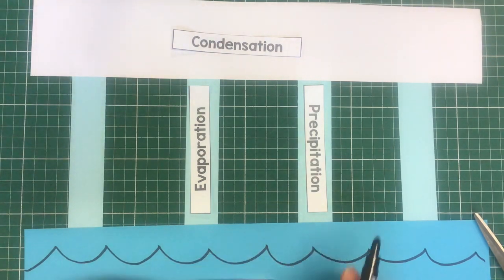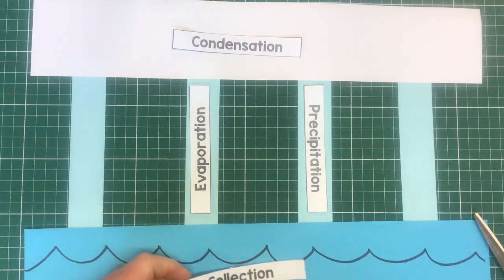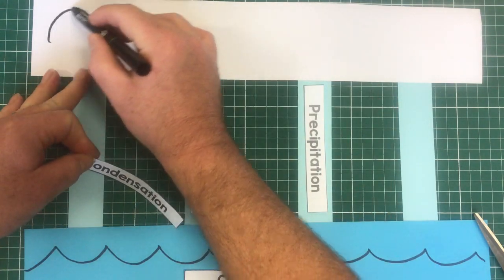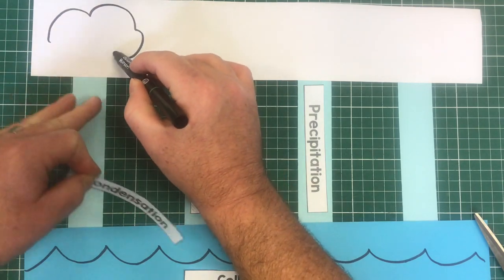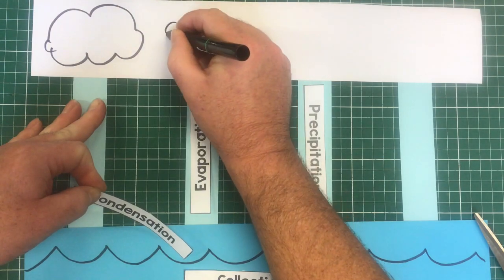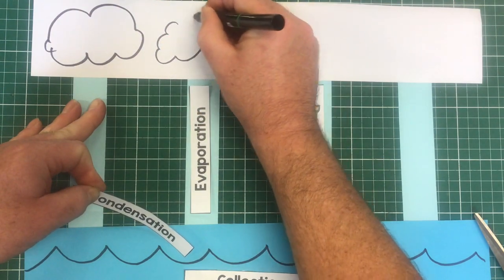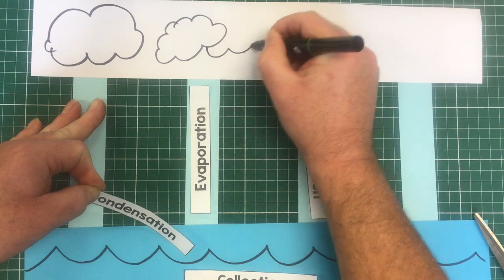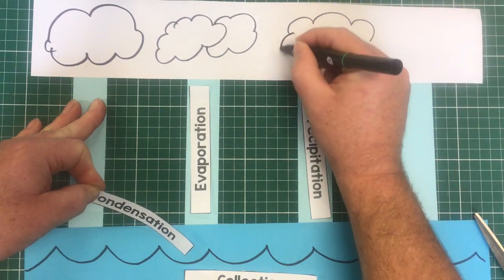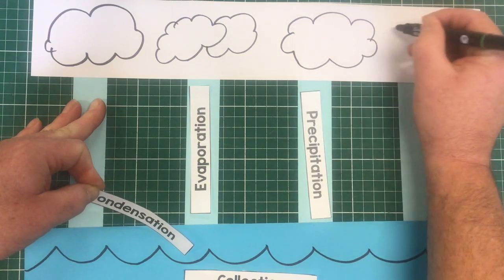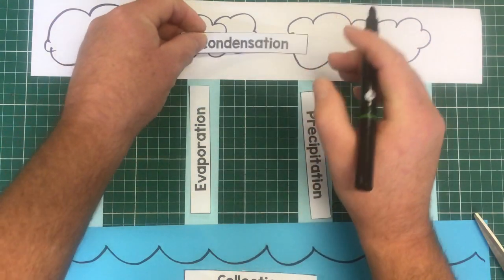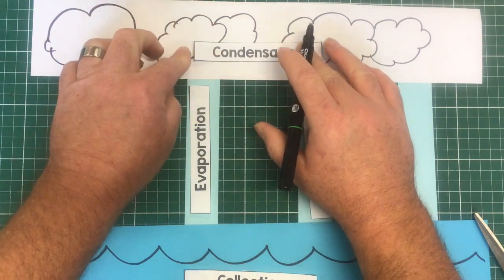Okay. Now condensation, this is where our clouds are formed. So I'm going to draw my clouds. You might be better at drawing clouds than me. And I'll glue that down there in a moment. Condensation.